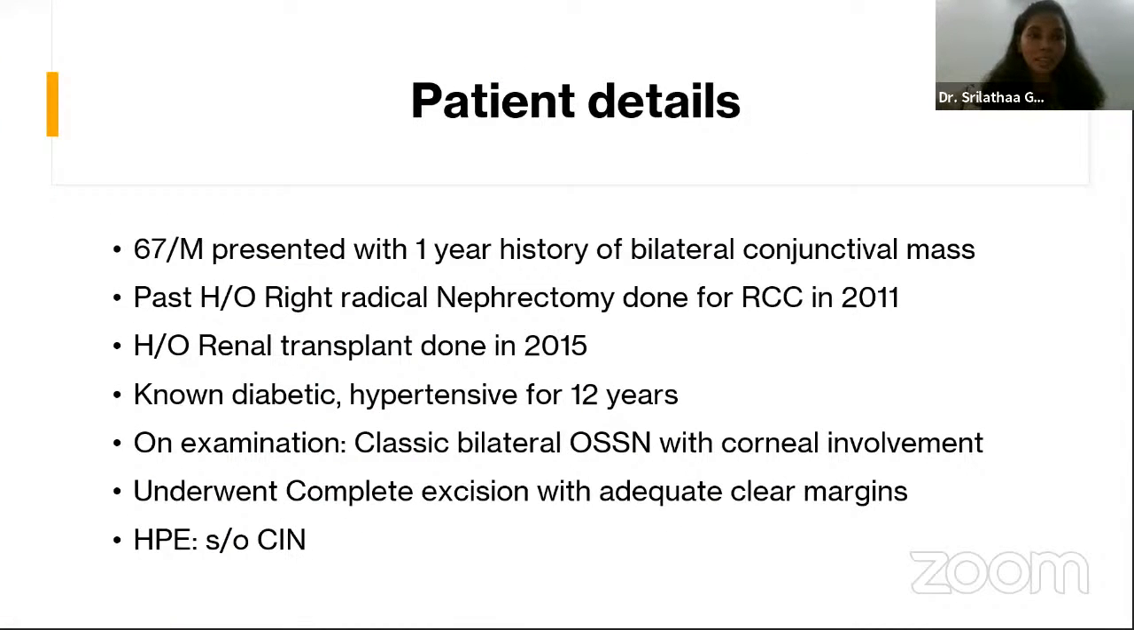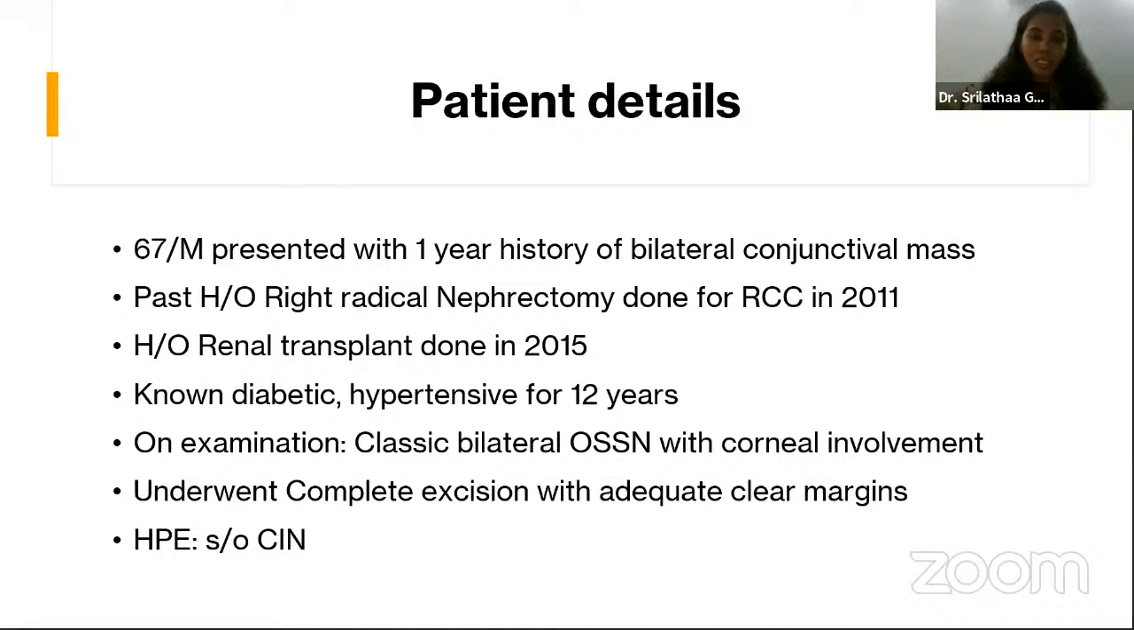So my patient is a 67-year-old male who came to the OPD with a 1 year history of bilateral conjunctival mass. His past history was significant in that he had undergone a right radical nephrectomy for renal cell carcinoma in 2011, and after that, in 2015, he had undergone a renal transplant in Vedanta. He was a known hypertensive and diabetic for 12 years.